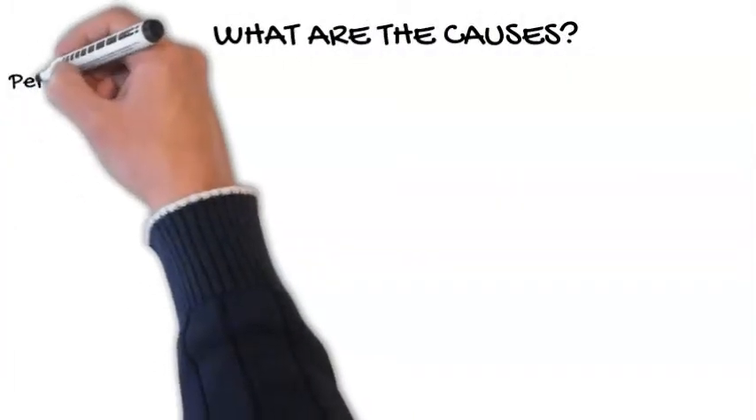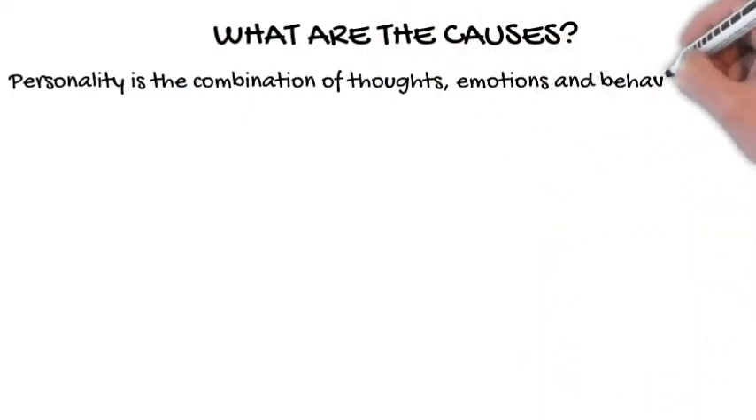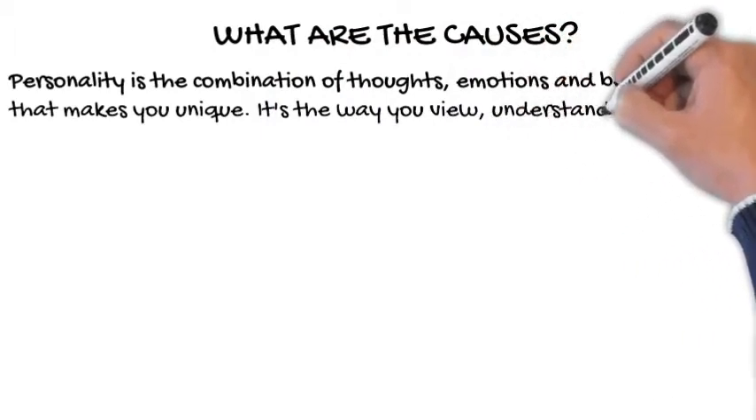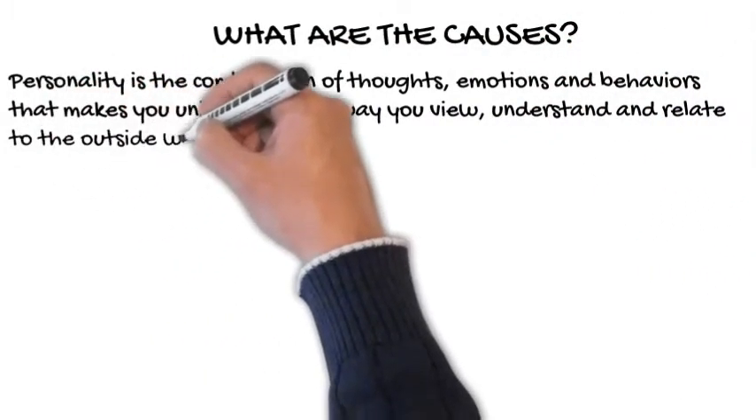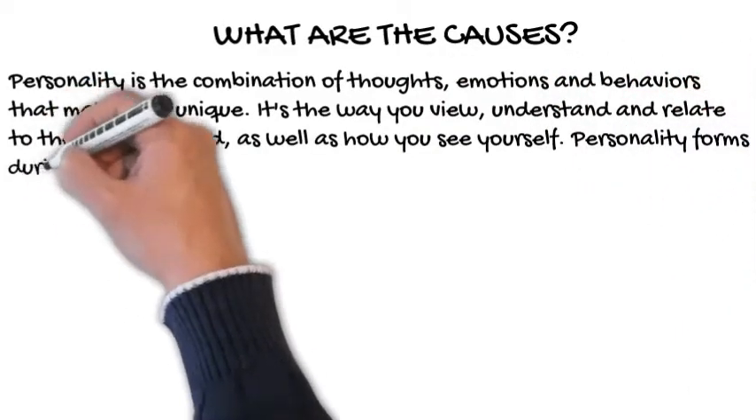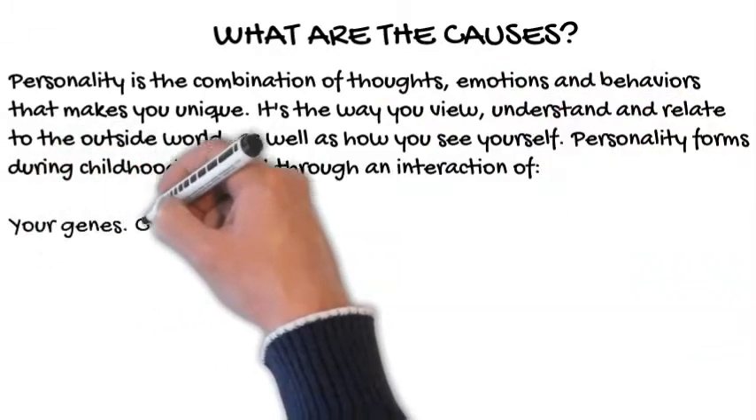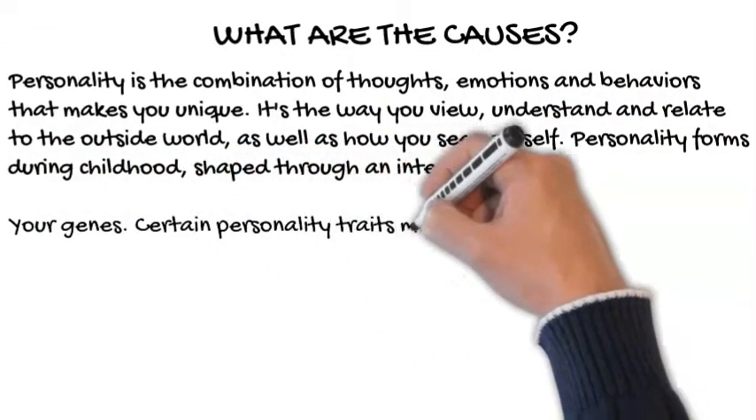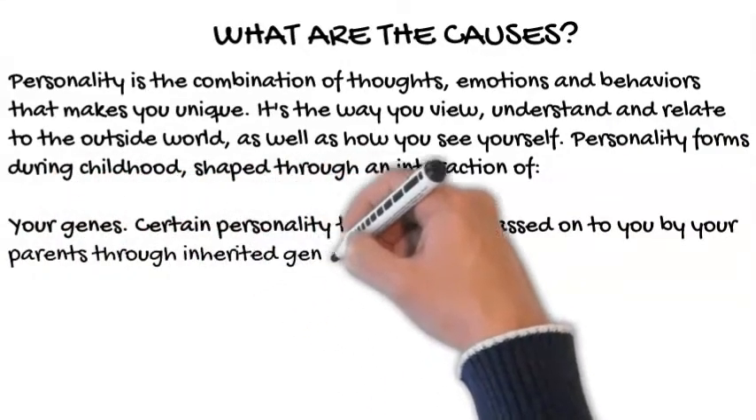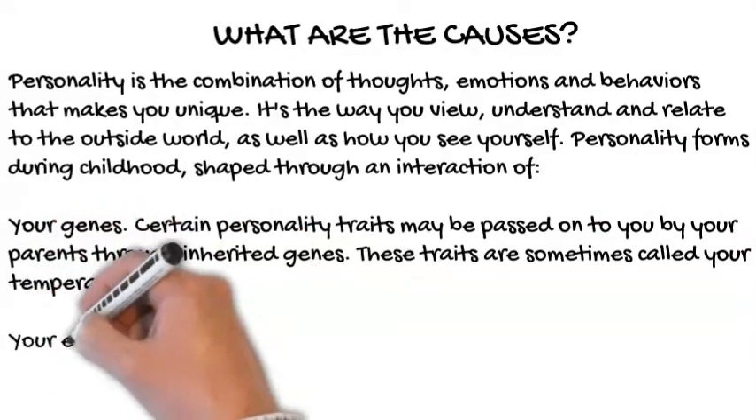What are the causes? Personality is the combination of thoughts, emotions and behaviors that makes you unique. It's the way you view, understand and relate to the outside world, as well as how you see yourself. Personality forms during childhood, shaped through an interaction of your genes. Certain personality traits may be passed on to you by your parents through inherited genes. These traits are sometimes called your temperament.